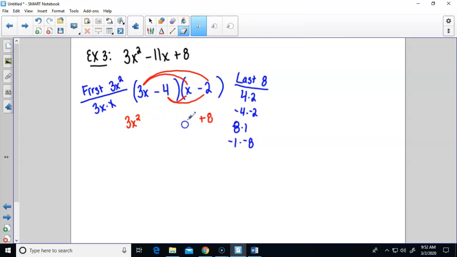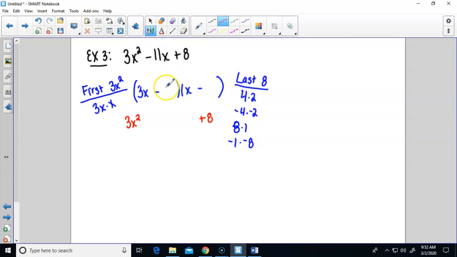Okay, before I give up on 4 and 2, what should I try? Let's switch where they're at. Okay, so, what did I have here? I have 4, so I need 2 here and 4 here. Okay, so first term's 3x times x is still 3x squared. Then I will get a negative 12x. I'll get a negative 2x. I still get a positive 8 on the end. And that gives me a negative 14 in the middle.